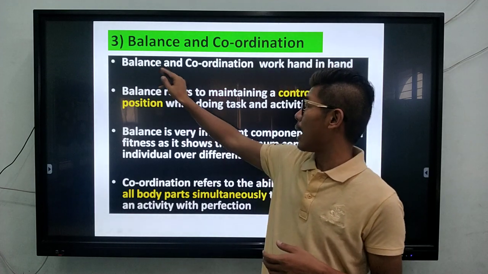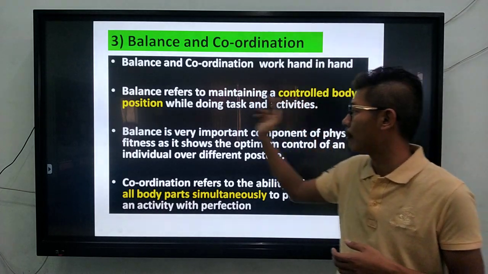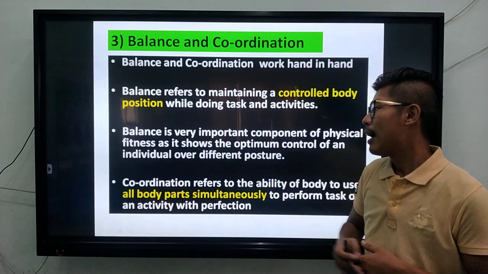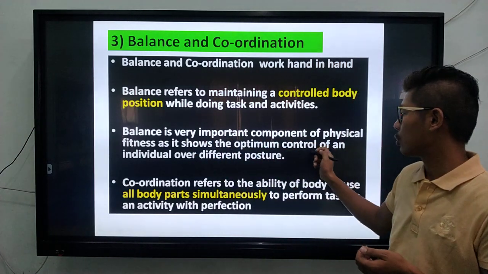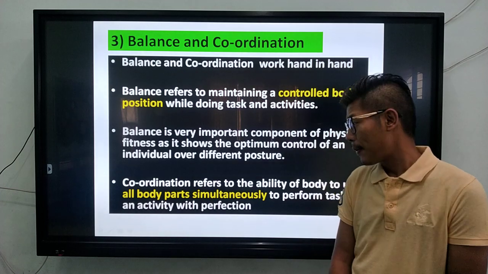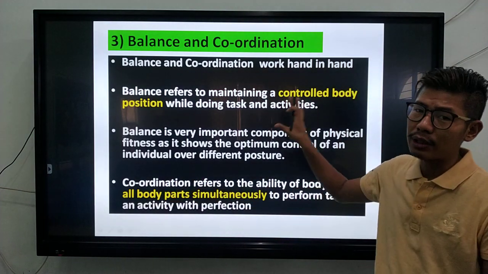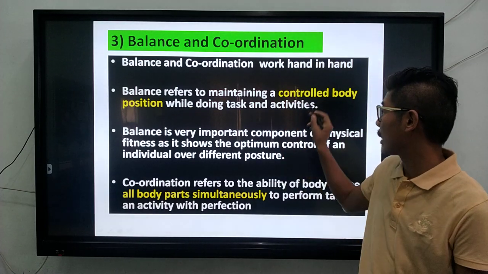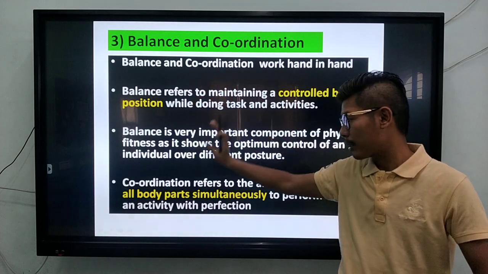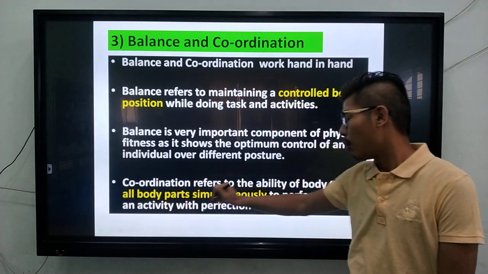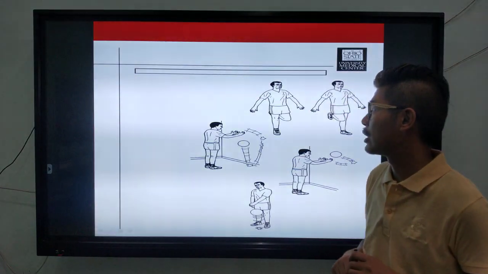So balance and coordination work hand in hand. Balance refers to maintaining and controlling body posture while doing tasks and activities. Balance is a very important component of physical fitness as it shows the optimum control of individuals over different postures. Coordination refers to the ability of the body to use all parts simultaneously. So you have to understand from this slide: balance is all about controlling body postures, and coordination is all about using all your body parts simultaneously.